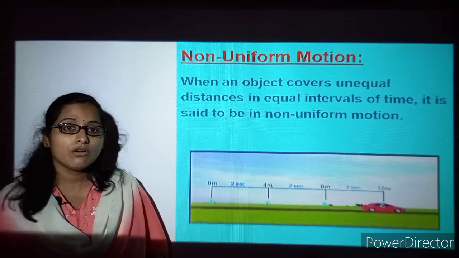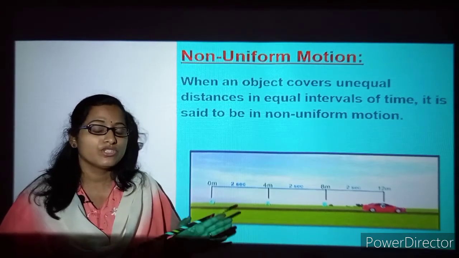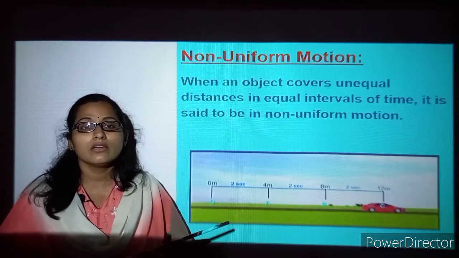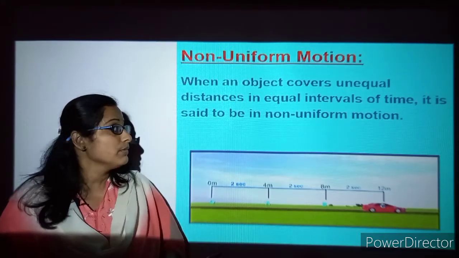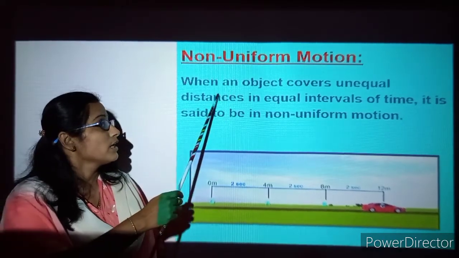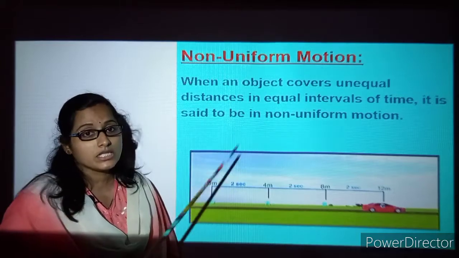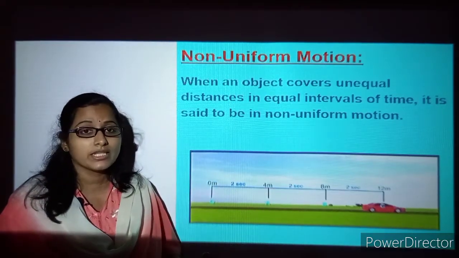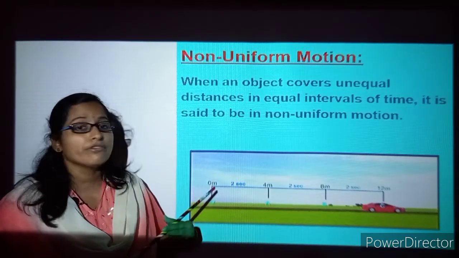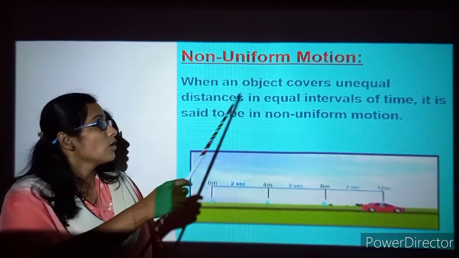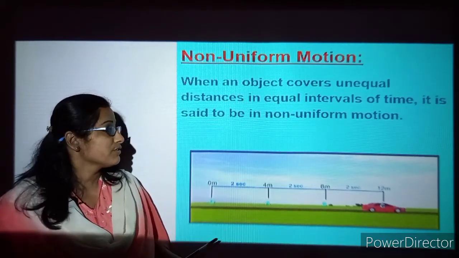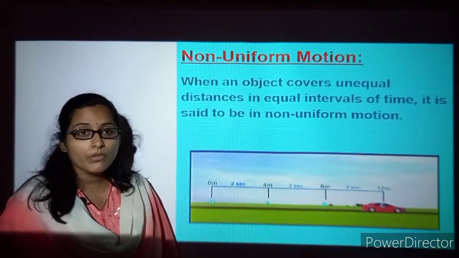So next, coming to non-uniform motion. As I told, non-uniform motion is like you start from A and reach B, but in between you have irregular intervals of time. So here when an object covers unequal distances, the distance is not the same and the hours traveled also differ, it is known as non-uniform motion. So when an object covers unequal distances in equal intervals of time, it is said to be non-uniform motion.